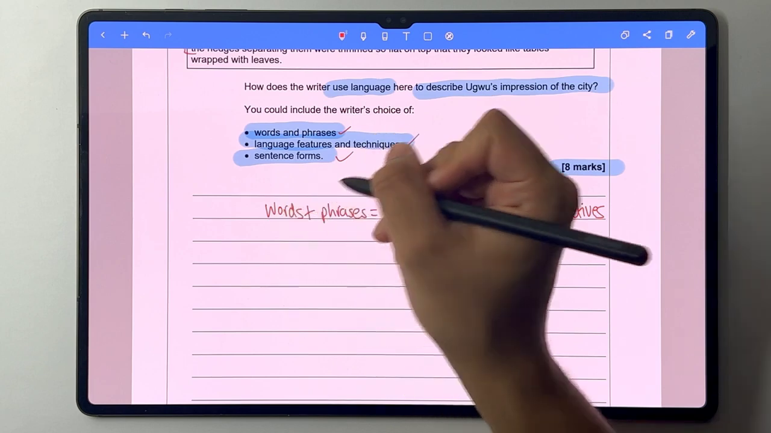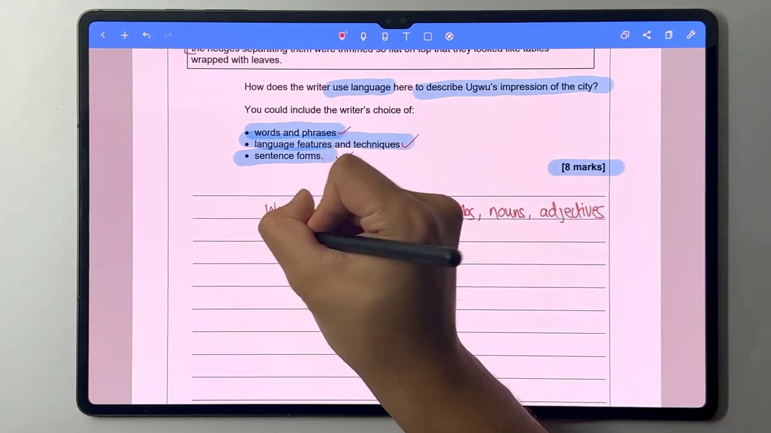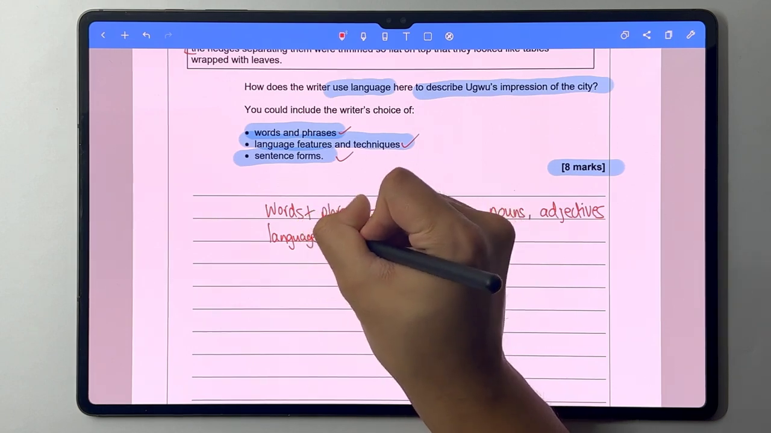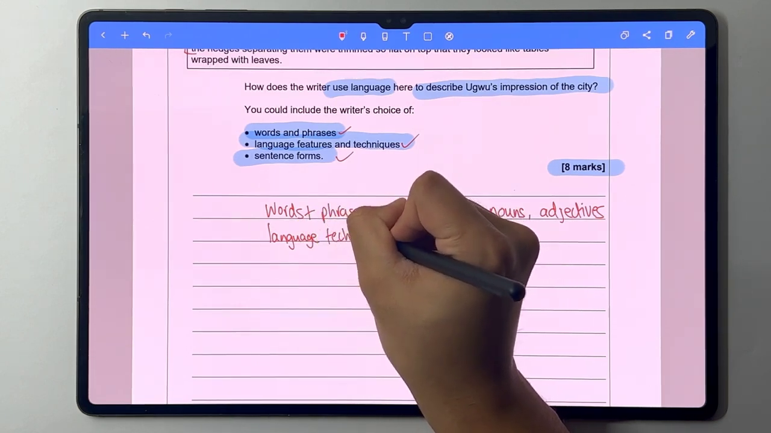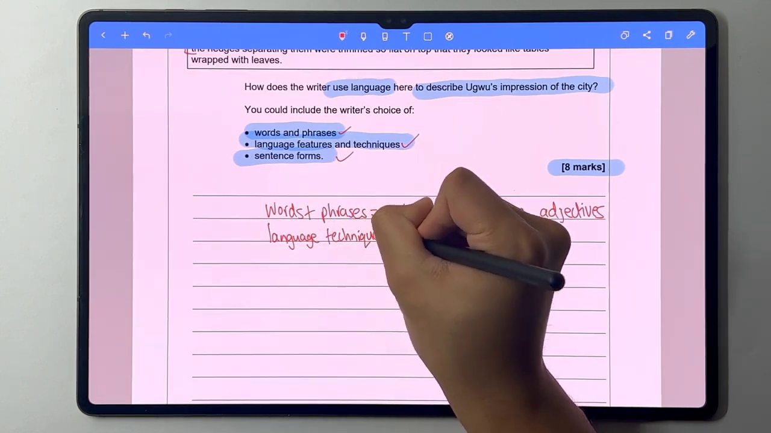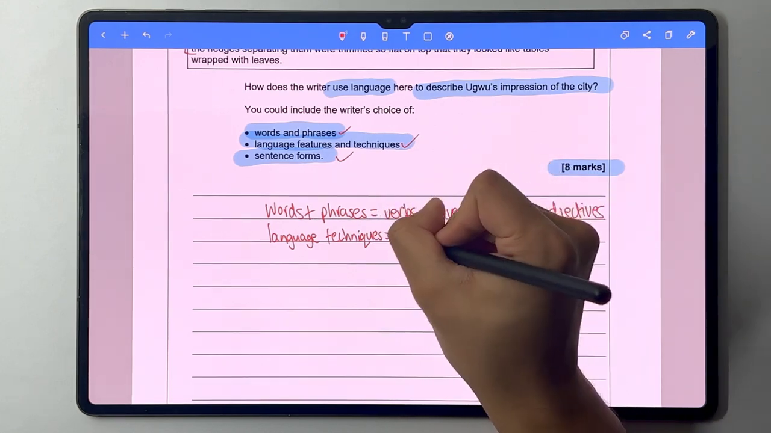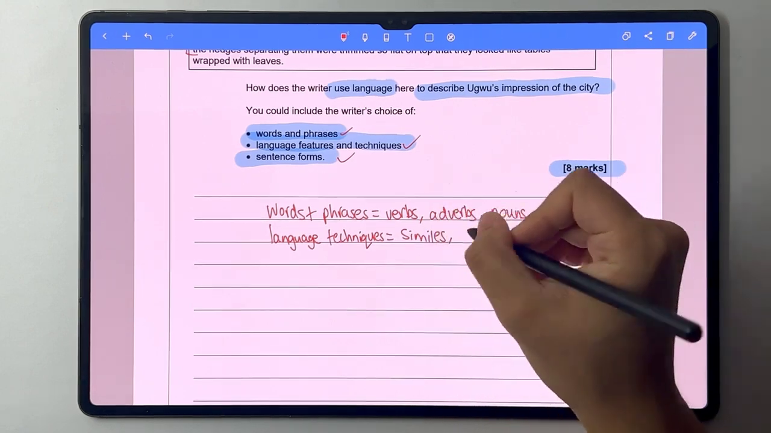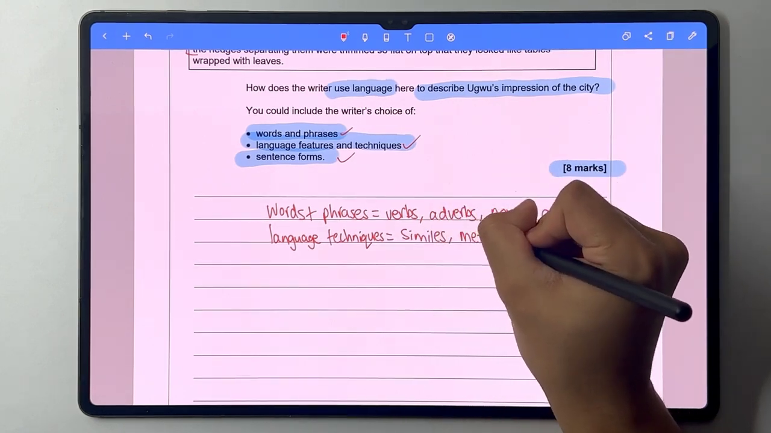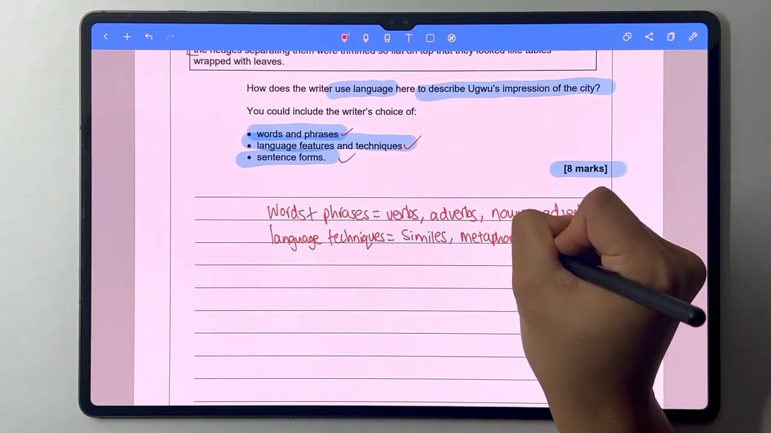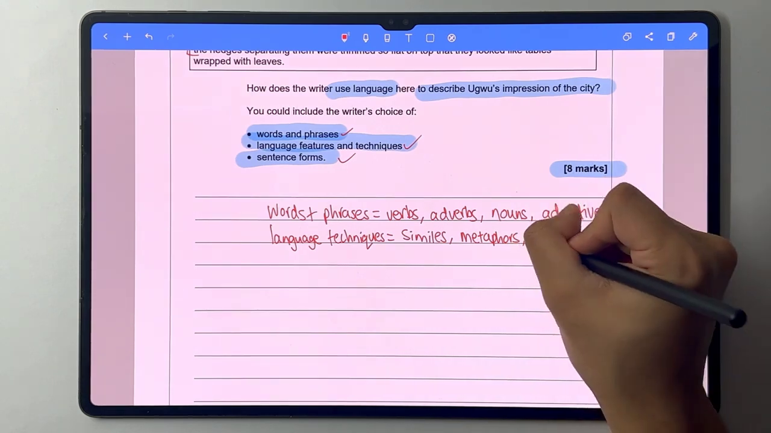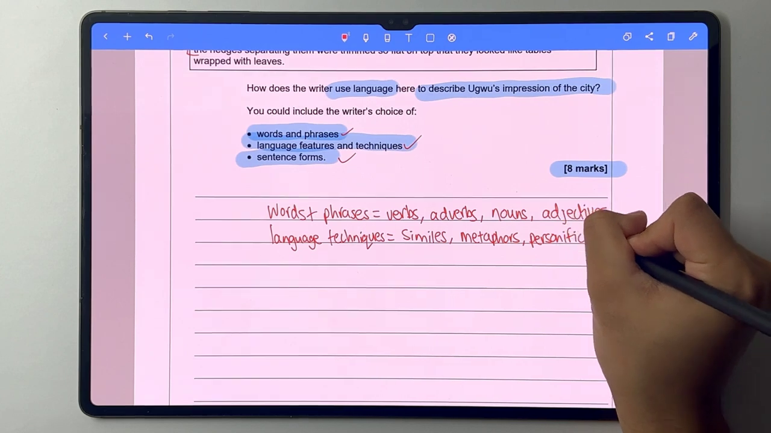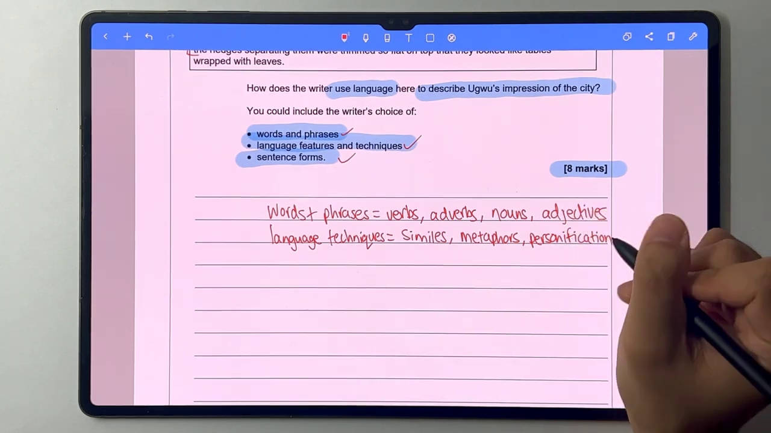The second one we have is language features or language techniques. So for language techniques and features, you need to be looking at how the writer uses numerous language techniques. So that includes things like similes, it includes metaphors, and it includes things like personification. Of course there are many more, but these are just a few examples that you can look at.